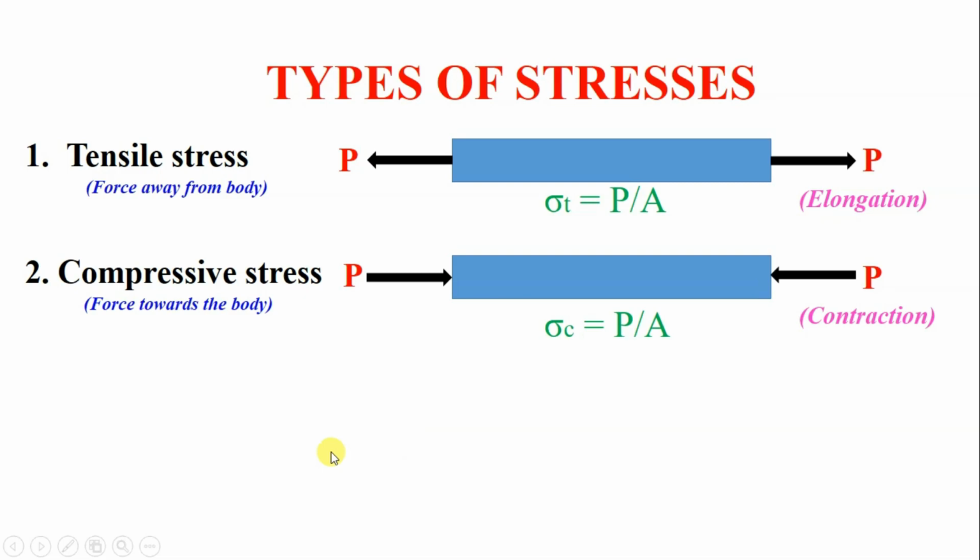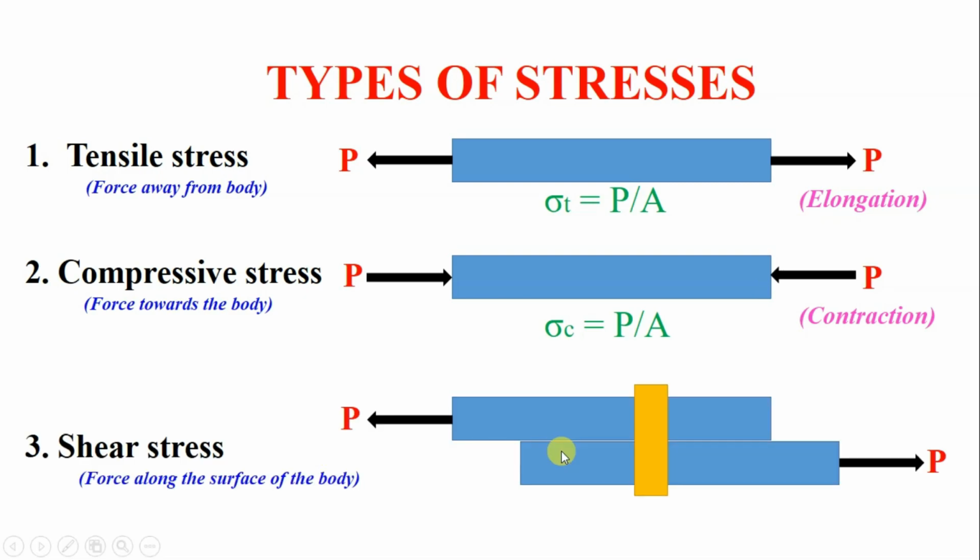The third one is shear stress. You can see in this diagram, two bars are attached with a rivet. The yellow color one is your rivet. What happens when a force is given to this body? The rivet gets a cut. So the stress formula becomes tau is equal to P by A, where your tau refers to your shear stress. Due to this shear, the rivet gets a break.